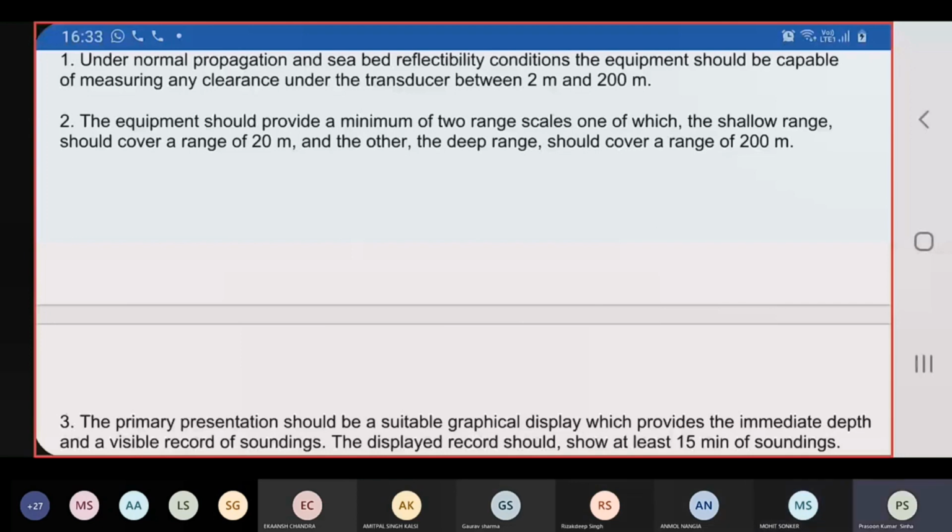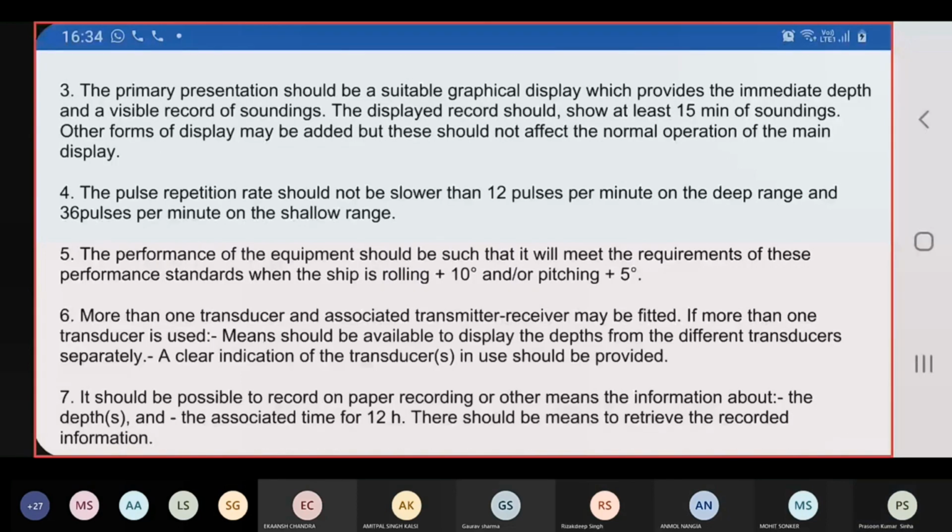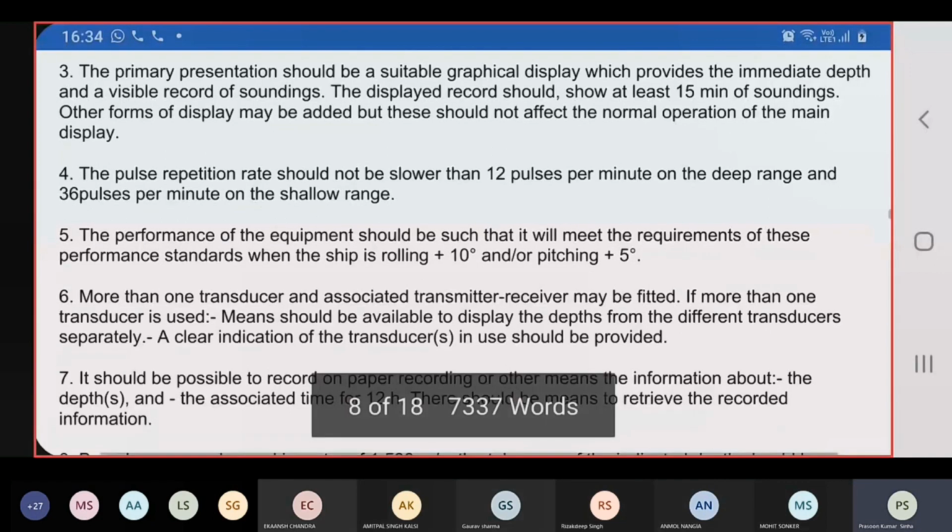Graphic display. Yes, sir. A graphic display should be there, which we have already seen on paper or on the LCD screen. Also, it is required that in one view we should be able to see the last 15 minutes of depth. That means, on the paper size, where the stylus is moving now is the current reading, but the depth readings of at least the previous 15 minutes should also be clear.